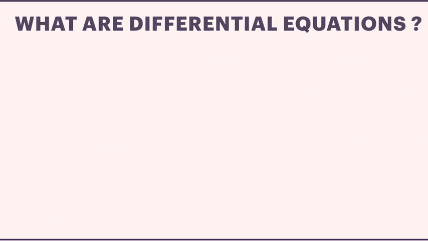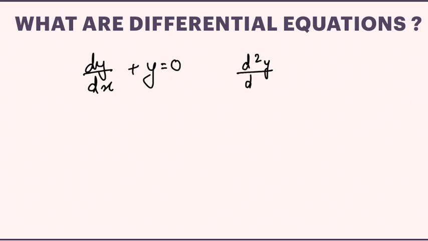For example, dy by dx plus y is equal to 0. So we all know dy by dx is the derivative of y with respect to x. Let us take another example. d square y by dx square is equal to e to the power 2x. This is also a differential equation.